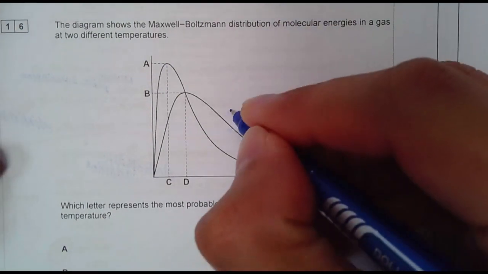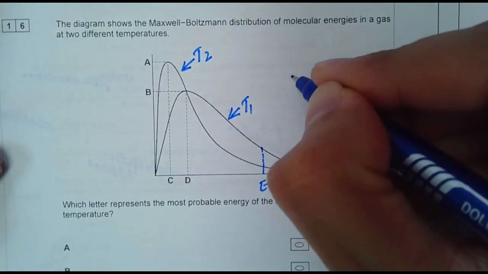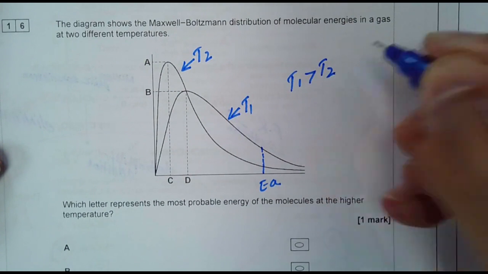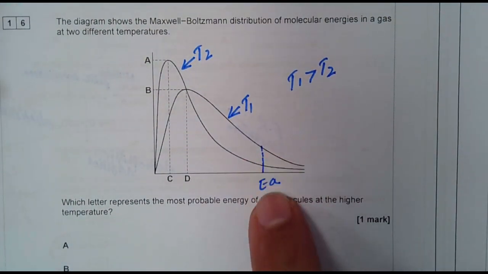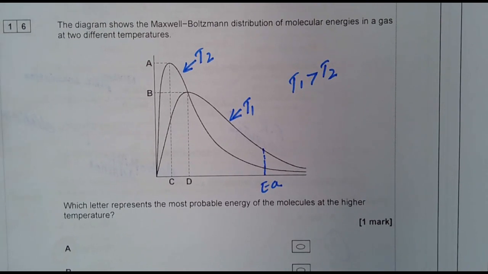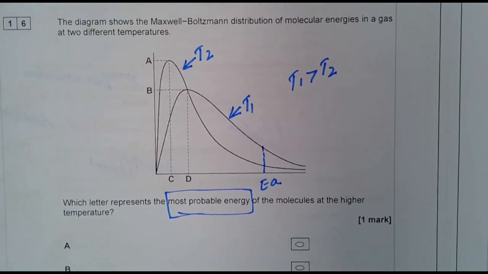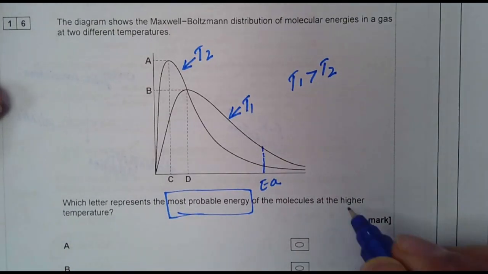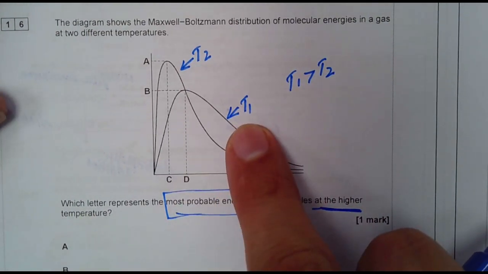Which curve has more particles with energy greater than EA? So this will be, I can say this is T1, this is T2. So I'm going to say T1 is greater than T2. Why? Because there are more particles on the right side of this line for the graph for T1. It says which letter represents the most probable energy of the molecules at the higher temperature? Which one is the most probable energy at higher temperature?